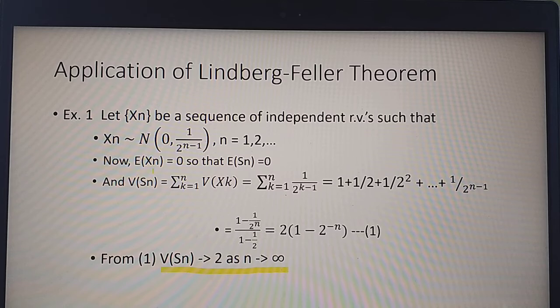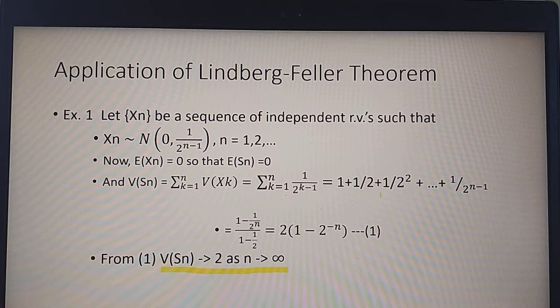So expectation of Xn is 0, so that expectation of Sn is also 0, and the variance of Sn is the summation of variance of Xk, and this is summation k goes from 1 to n of 1 by 2 to the power k minus 1. So you substitute k equal to 1 up to n, so that the terms of the series are 1 plus half plus 1 by 2 square up to 1 by 2 to the power n minus 1. You apply the formula for the geometric series with first term 1 and common ratio half, so that the sum of the series up to n terms is 1 minus 1 by 2 to the power n by 1 minus half. After simplification you will get this.